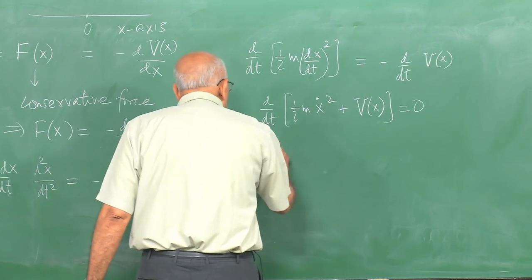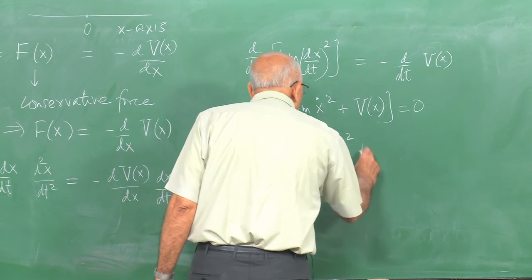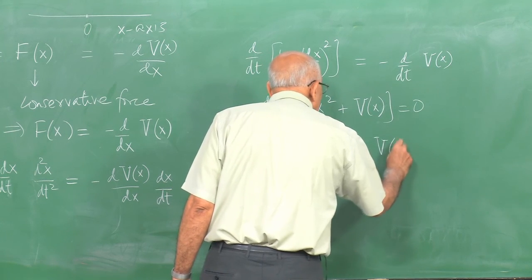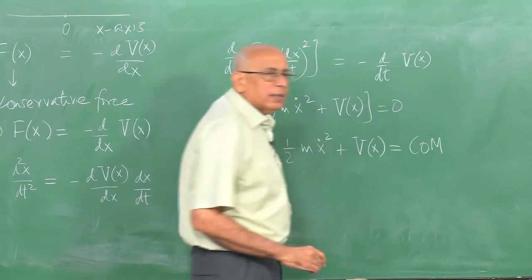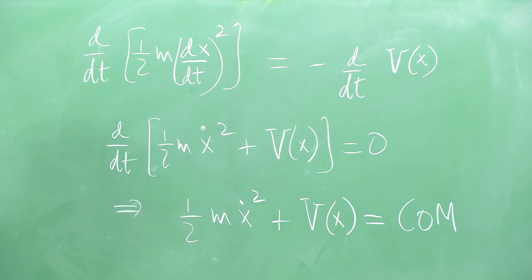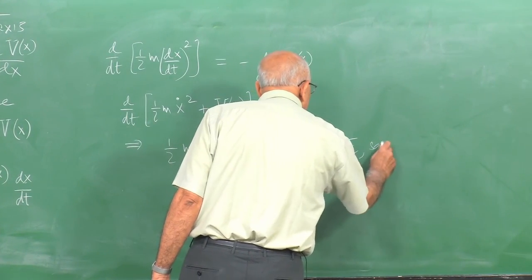Which will of course immediately imply that this combination, 1/2 m x dot squared plus V of x, is a constant of the motion, because the derivative of a constant is 0 by definition. Okay. And let us call this constant E, say.